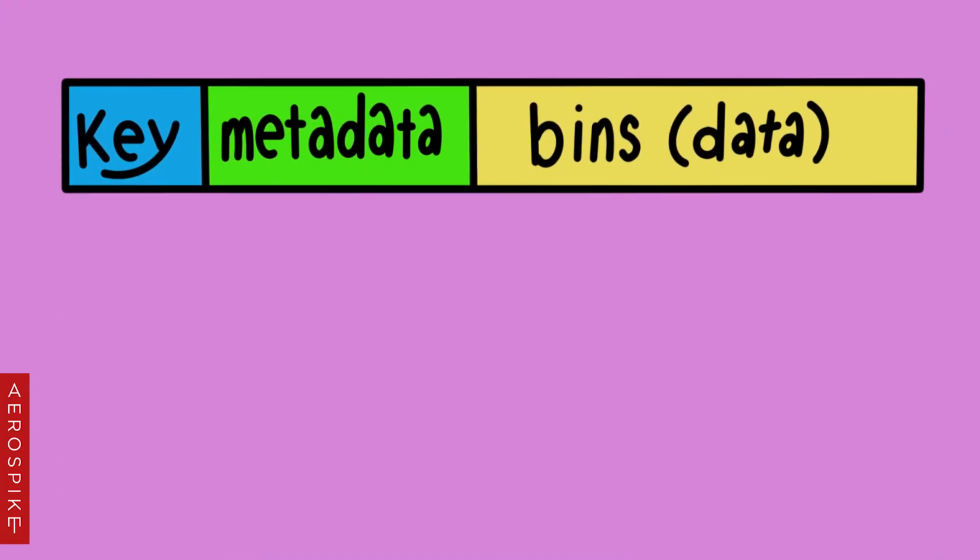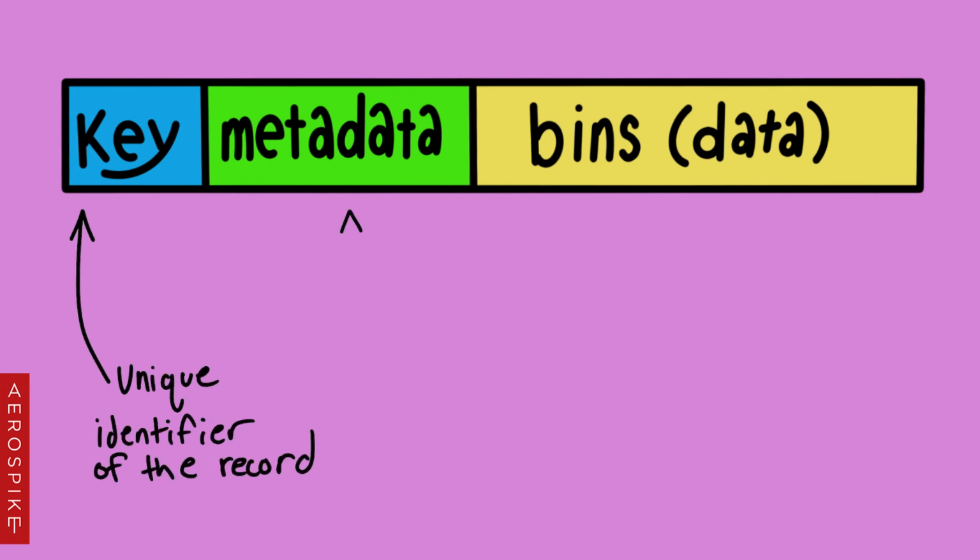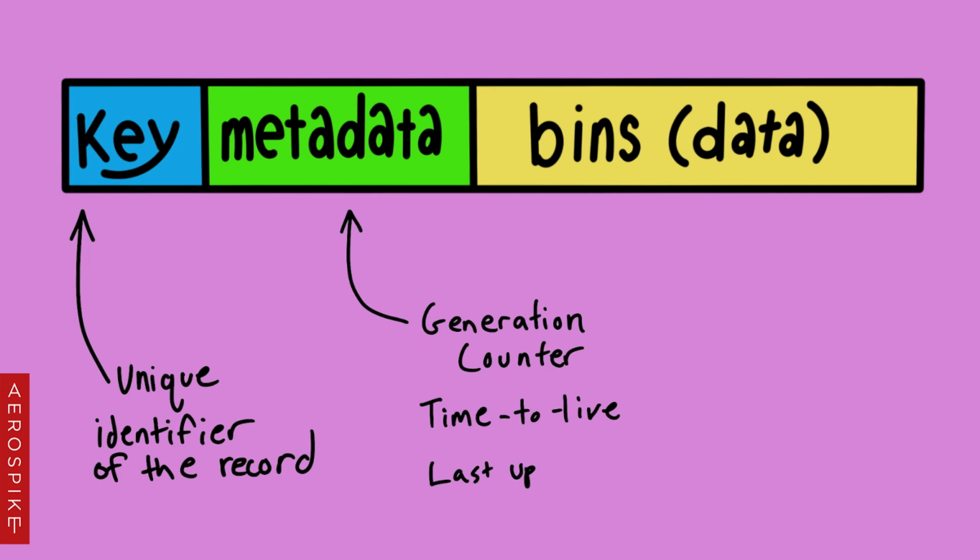Records are made up of three components. The key is the unique, user-defined identifier for the record. Metadata stores information about the record. Here you'll find a generation counter, time to live value, and the last update time. Finally, bins are where the data lives.